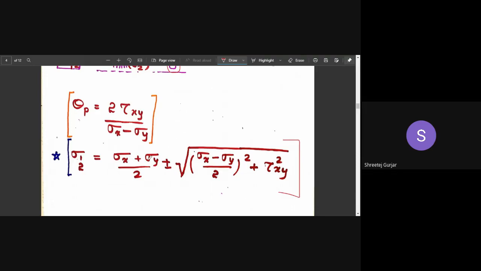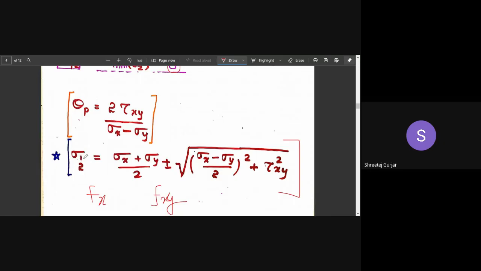Sigma x plus sigma y by 2, plus or minus square root of, sigma x minus sigma y by 2 whole squared, plus tau xy whole squared. This particular formula is required to calculate the maximum and minimum principal stresses. In some cases they will use fx and fy instead of sigma x and sigma y. So these are the principal stresses.